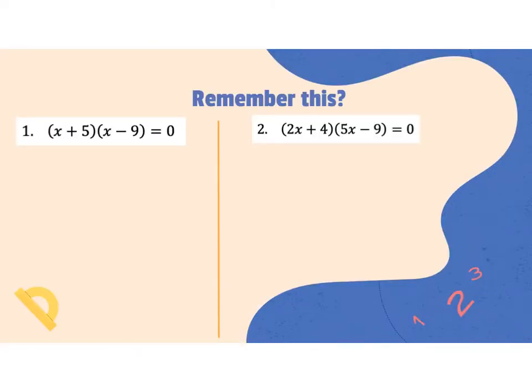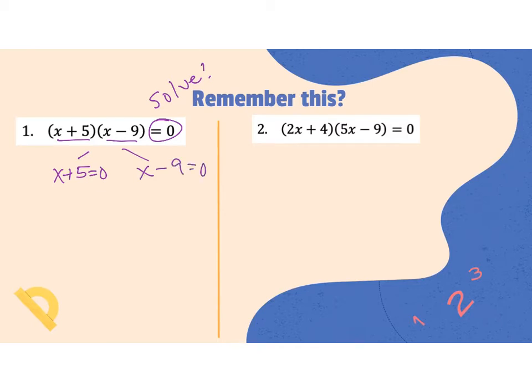So let's talk about this from yesterday. Yesterday we looked at all these factored forms. We looked at the factored form of an expression and talked about how when it's set equal to 0, that tells us that we need to solve. And we also talked about how the zero product property allows us to split those two factors, each equal to 0, and solve each one individually.